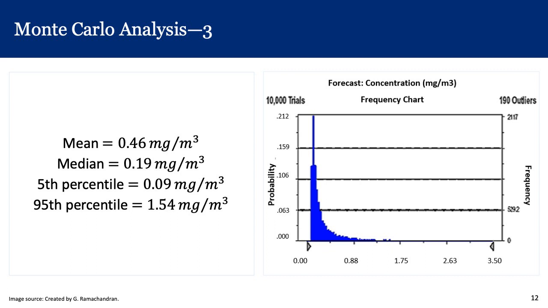The second thing we notice is the range of variability. For example, we can look at the distance between the 5th and 95th percentiles. It's 0.09 to 1.54, which is much, much narrower than what we obtained by the simple worst case, best case scenario, where the highest concentration predicted was all the way at 18. So we have reduced the uncertainty in our estimates by almost one order of magnitude.